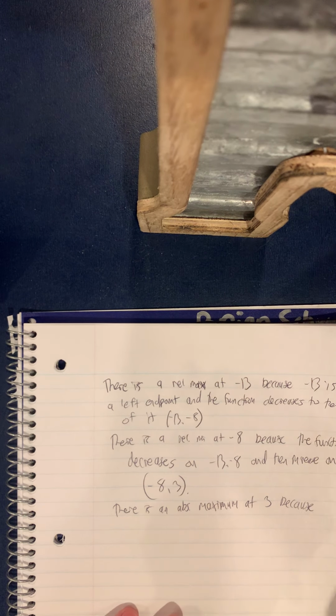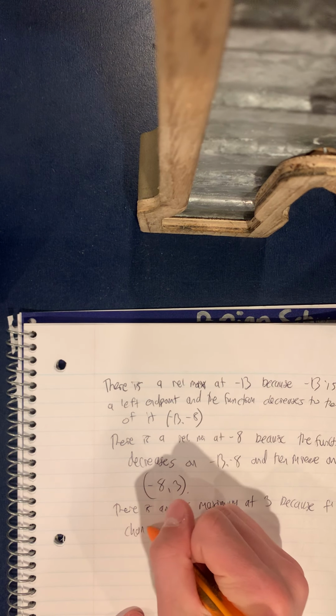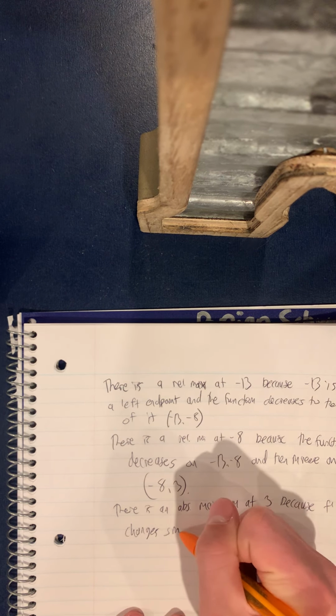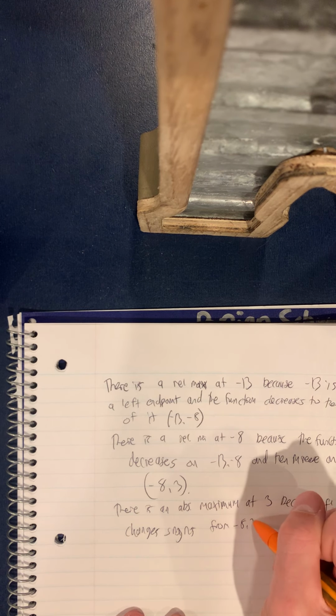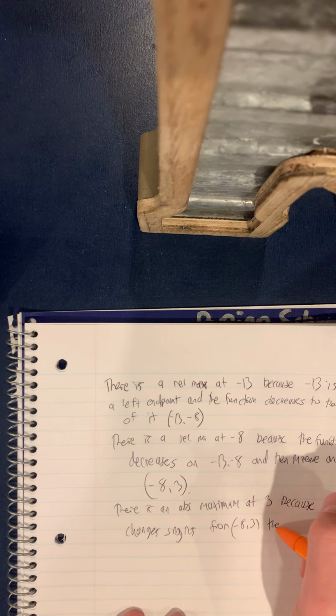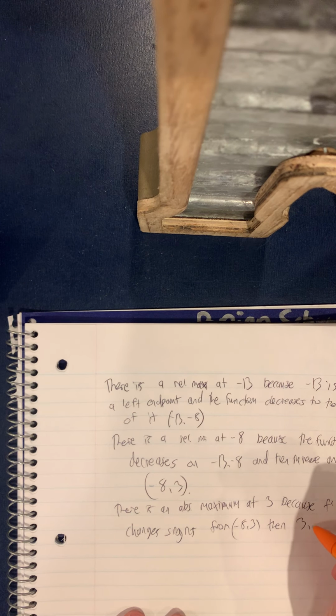Now moving on, there is an absolute maximum at 3 because, and I'm just going to say because f prime changes signs from negative 8 to 3, and then 3 to 12.